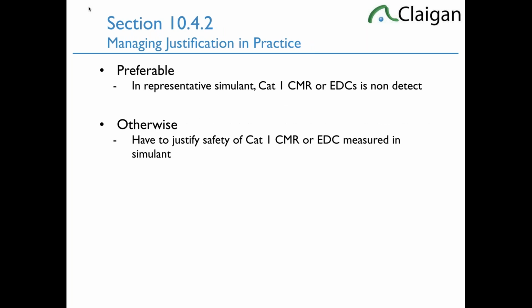So in a perfect world, you know what the best justification is? You put it in a simulant. A simulant is a material or a liquid or fluid that simulates the exposure scenario. So artificial urine or saline or sweat or a food supplement for feeding tubes, etc. You run a simulant through it, and then the category 1 CMR is non-detect. It doesn't come out. If the material of interest does not come out and there's no patient exposure, justification is really easy.